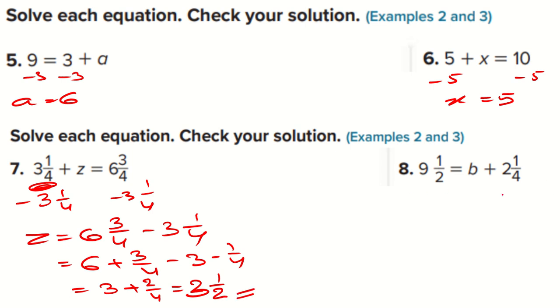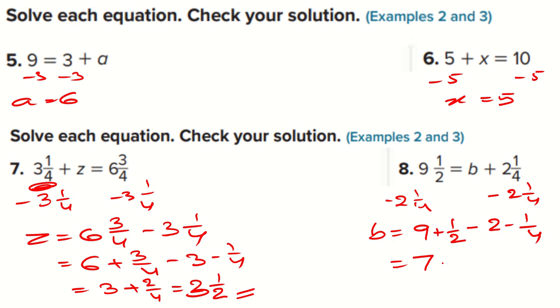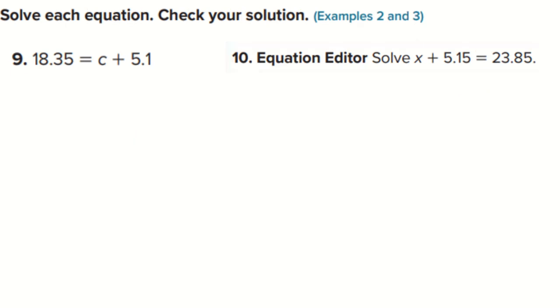Next is same procedure. Subtract 2 and 1 over 4 from both sides. Okay. Now what you will get here? B is equal to 9 plus 1 over 2. I am making it separate. Minus 2 minus 1 over 4. So 9 minus 2 is 7 plus 1 over 2 means you can make the denominator same. So 2 over 4 minus 1 over 4, that is 7 plus 1 over 4 means 7 whole 1 over 4. This is the answer.